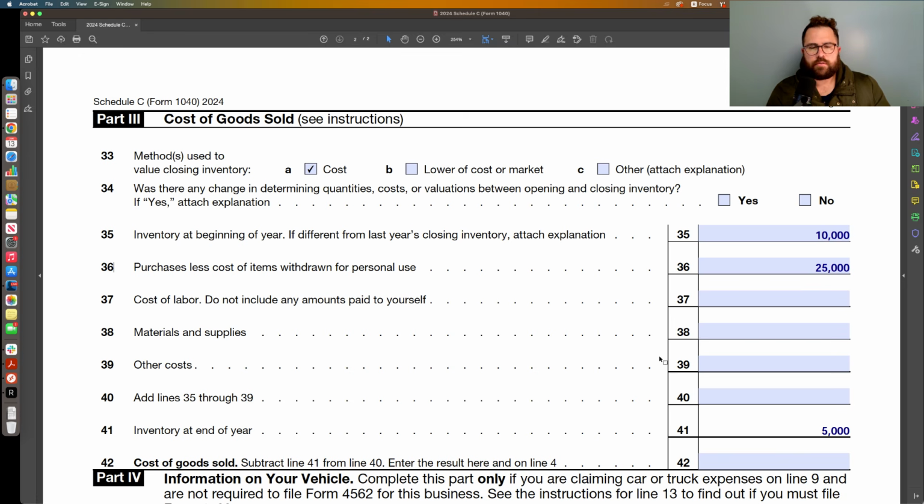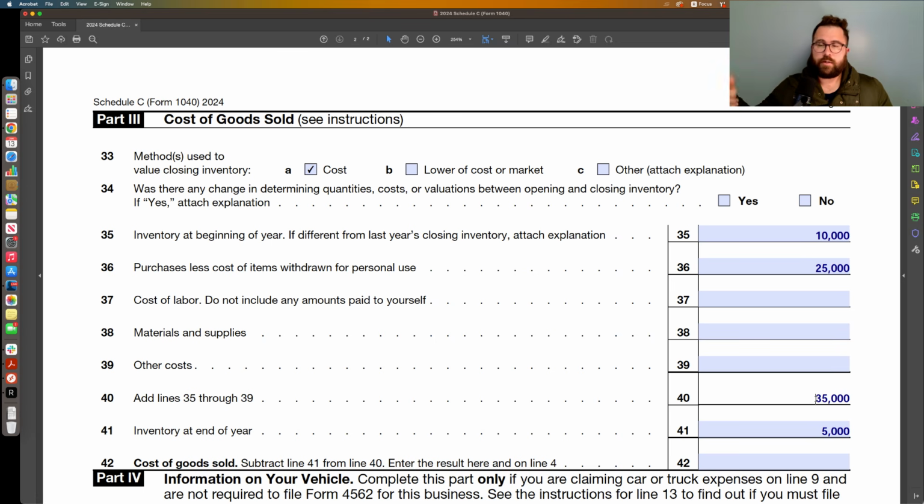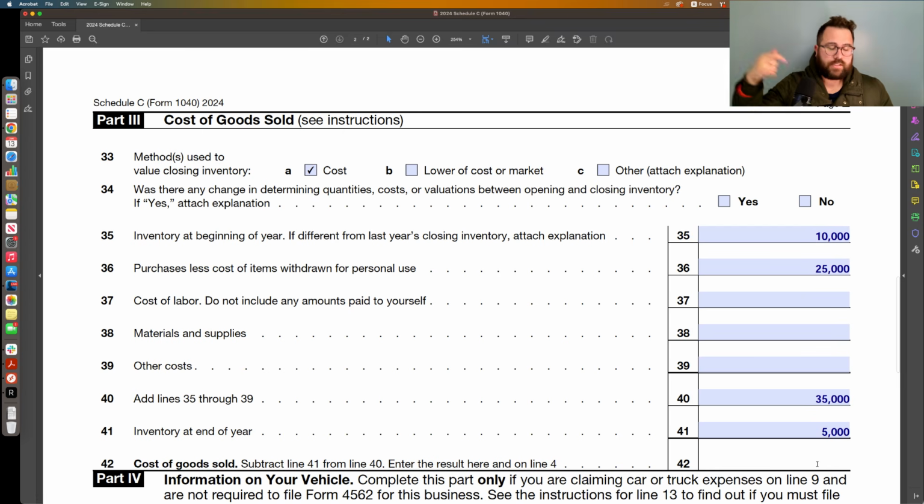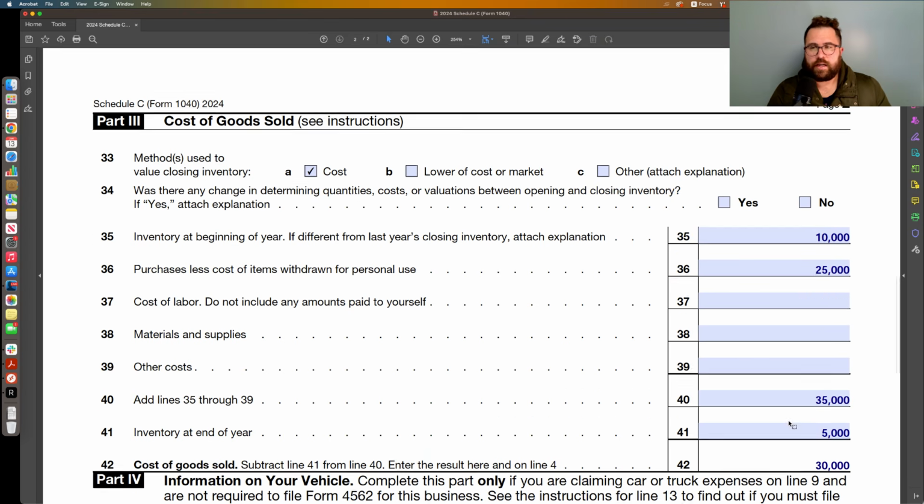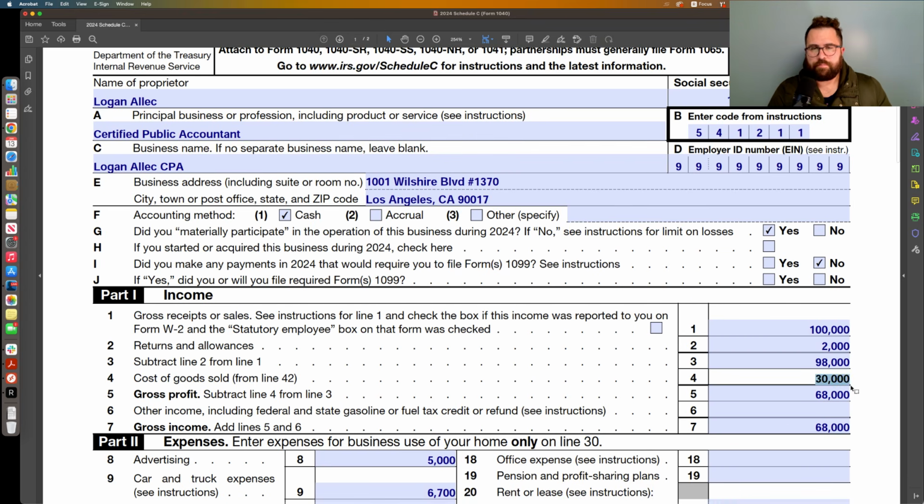So what was your cost of goods sold? Well, actually, I skipped a step. You've got to add lines 35 through 39 here. So if at the beginning of the year you had $10,000 worth of shirts, you bought another 25,000, so for a total of 35,000. Total purchases, including what was left over at the end of last year. But if you only have $5,000 worth of shirts left in inventory at the end of the year, what was your cost of goods sold? It was $30,000, and that's what I put up here. Okay.